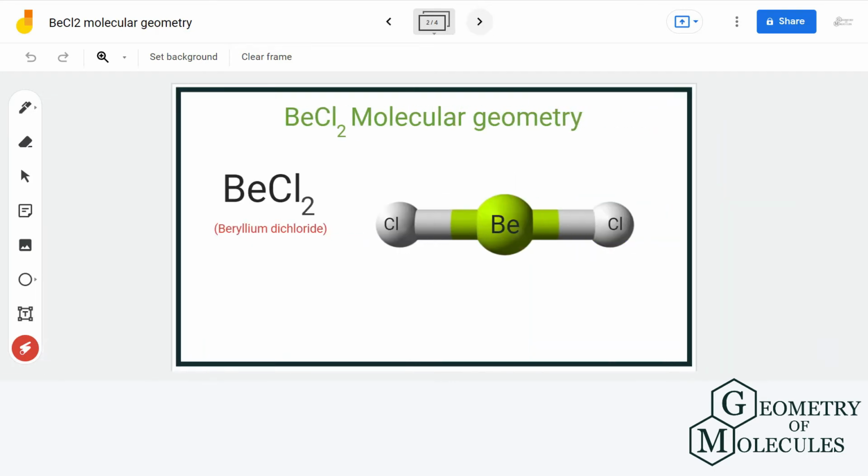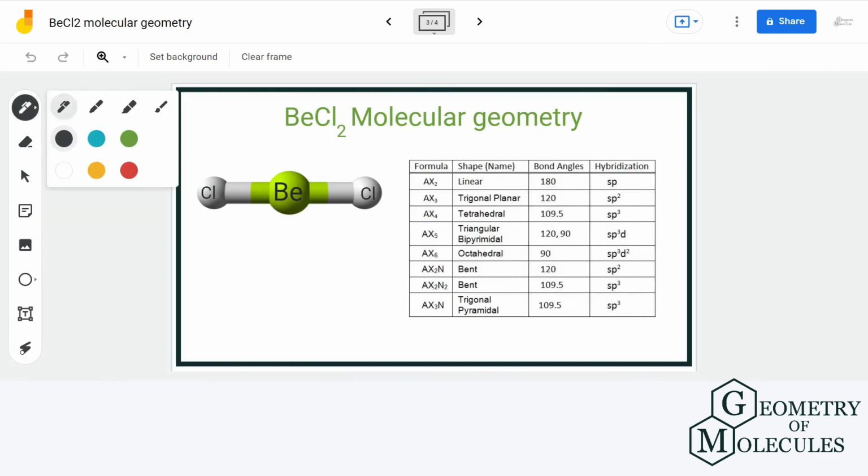If we look at the 3D structure of this molecule, it has a linear molecular geometry and its bond angle is 180 degrees. Let us now use the AXN notation method to see if we are on the right track. So here A stands for the central atom, X is the number of atoms that are forming bonds with the central atom, and N is the number of lone pairs of electrons present on the central atom.